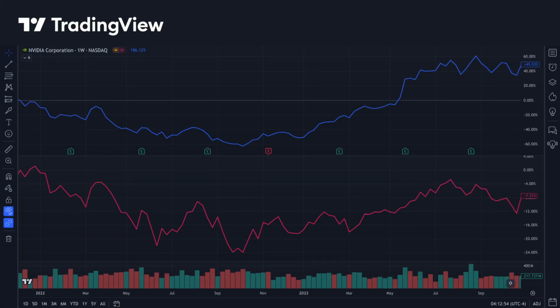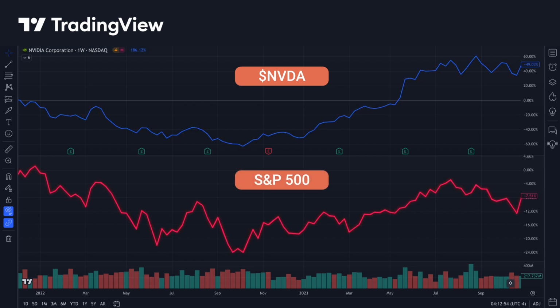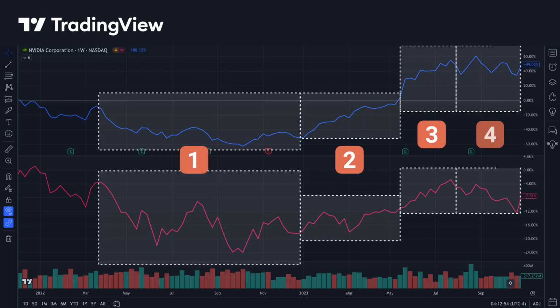Let's take an insightful look at the power of spotting pattern relative strength. Here we have a weekly chart of NVIDIA on the top compared to the benchmark S&P 500 index on the bottom. Again, we use a line chart for easy comparison. Now, I've broken up the chart into 4 parts here so we can walk through where we actually spot the relative strength starting to happen.